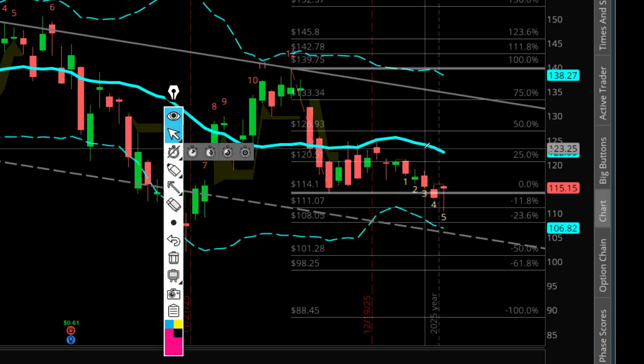And by the way, remember this is a 20 period simple moving average. Maybe you like moving averages. Matter of fact, we can take a look at that.